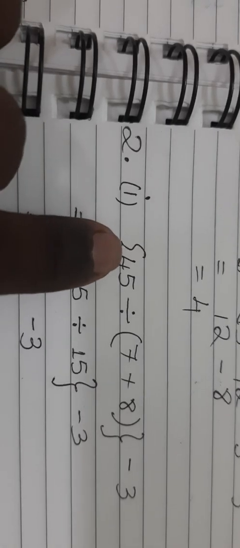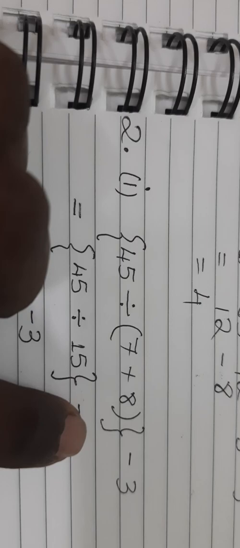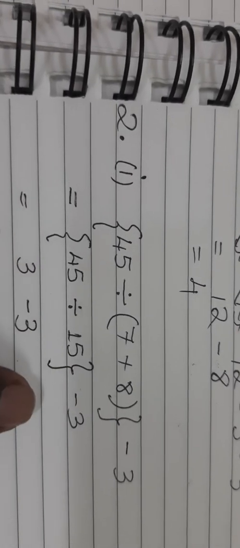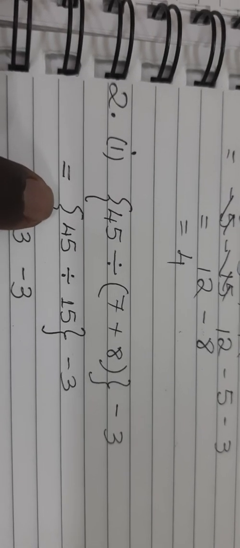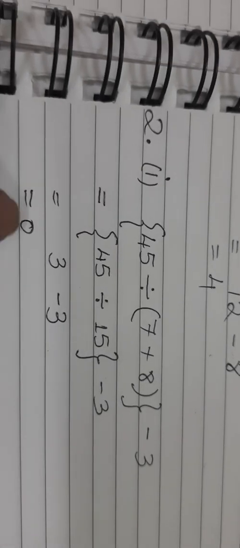In the next line, 45 divided by 15 is written within the second brackets, the curly brackets, and outside this, minus 3 is there; that minus 3 is written as it is. Now the turn is for this second bracket. The first bracket is solved, we got 15, no need to put any more bracket symbol. For a single value there is no need for a bracket. 45 divided by 15 is 3, since 15 times 3 is 45. So finally we have 3 minus 3, and 3 minus 3 is 0.